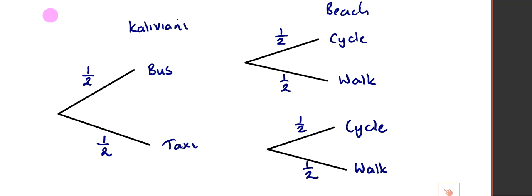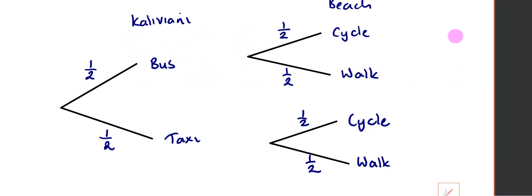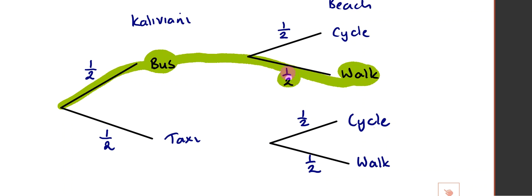Alright, now that bit's not difficult for you, is it? That's easy enough. Tree diagram, writing, the next bit is something we haven't done yet. So now we need to know, what did he say? Find the probability that you will take the bus and then walk. So on the tree diagram, we start our journey and we get on the bus and we then walk. That's what I'm looking at. Now, what's the probability that I take the bus and walk?